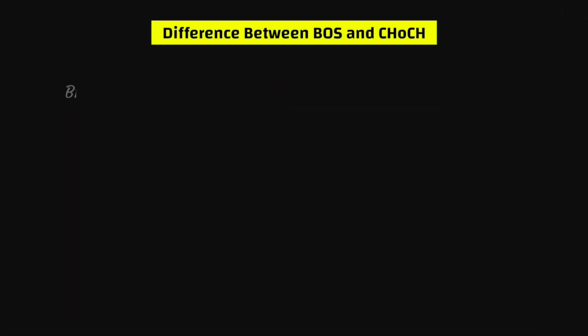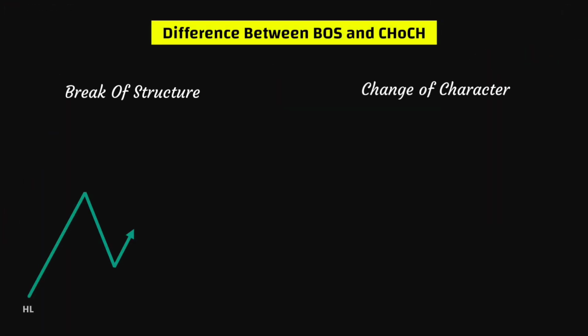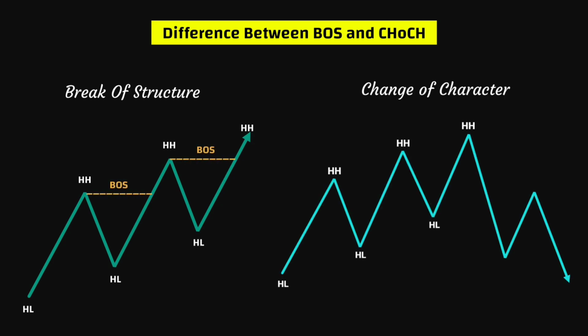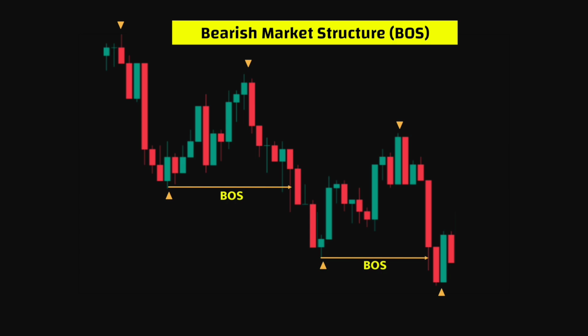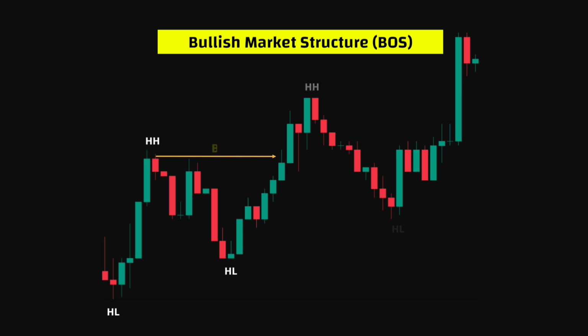These two concepts are closely related, but they mean very different things, and it is important not to confuse them. A break of structure happens in the direction of the current trend. It confirms that the trend is continuing. Price breaks above the previous high in a bullish market. That is a break of structure. It is not a signal to look for a reversal. It is a signal to stay in the trend.